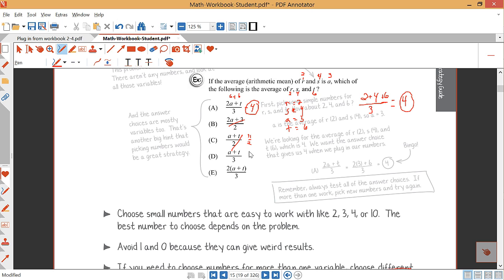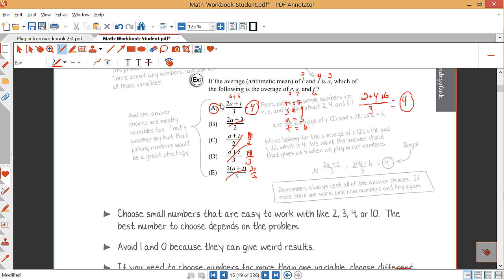A plus t we know is 11 thirds. That's not it. 2 times a plus t. So what do we say? A plus t is, oh sorry, not 11, it's 9. My bad. Oh sorry, it is 11. I just can't read my own handwriting. Okay, 2 times 11, 22 over 3. That's not it. It definitely is A.